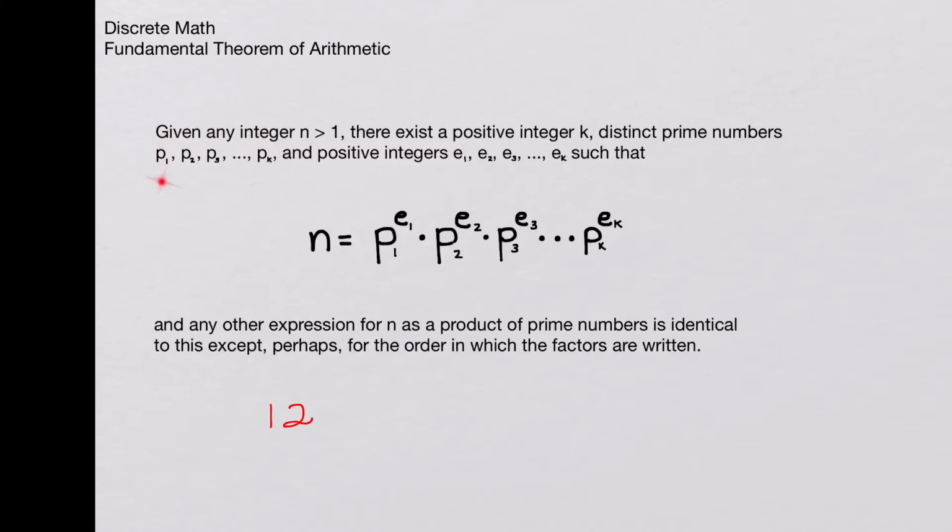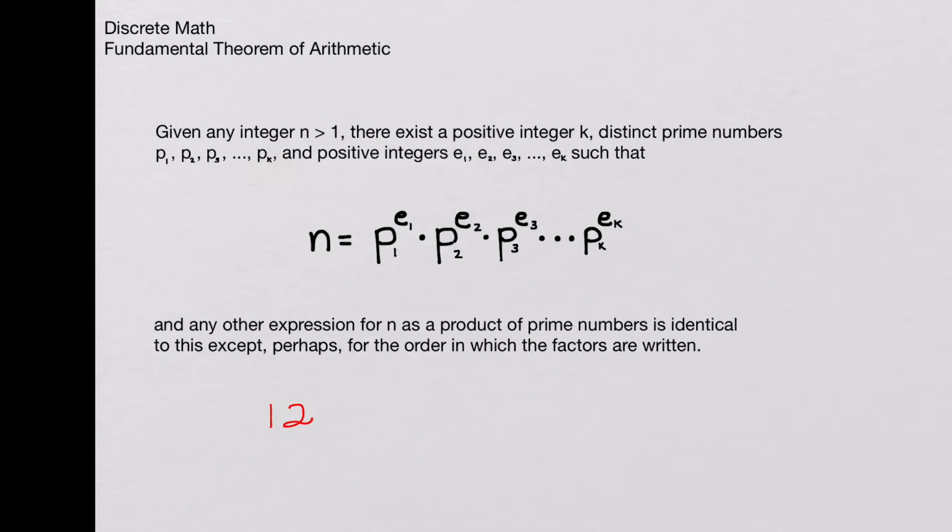Now, these are all prime numbers. That's why we put p there for them. So that kind of reminds you that they're prime. So they could be 2 or 3, 5, 7. Can't be 9 because 9 isn't prime. So it can be any kind of prime number, and there are k of them.